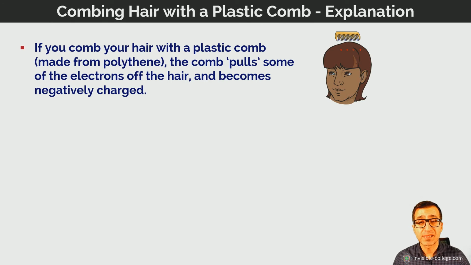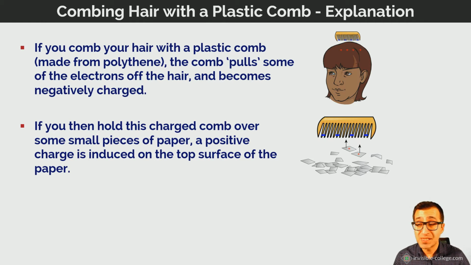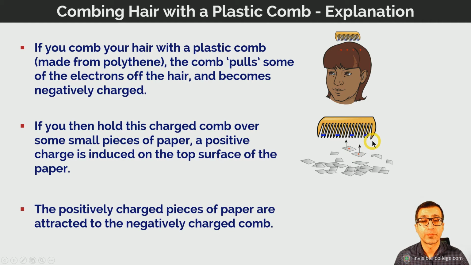So you're combing your hair with the plastic comb. The plastic comb is typically made from a polymer such as polythene or polyethylene. The comb pulls some of the electrons from your hair and becomes negatively charged overall as a result. If you then hold this charged comb over some pieces of paper, a positive charge is caused or induced on the pieces of paper near the comb. They then are attracted by the comb, and the attraction is enough to overcome the weight of these pieces of paper and pull them up onto the comb.